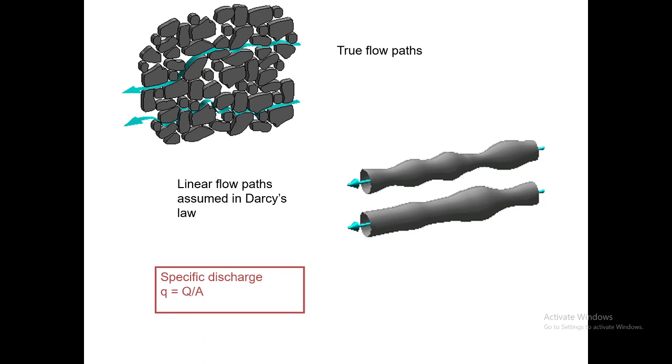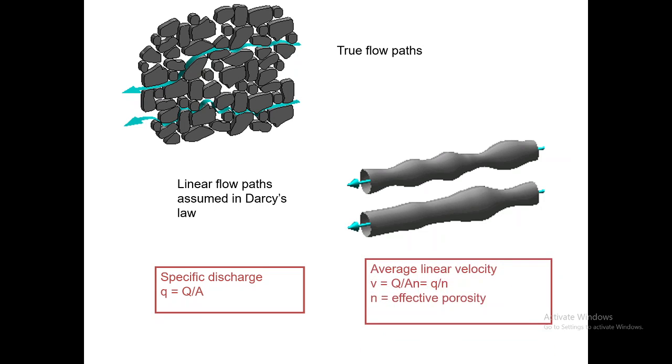So specific discharge is equal to Q over A. Q is the flow rate, and this is the specific discharge. We can also call it flux, and this is the area. So this specific discharge is a kind of velocity. The flux is a kind of velocity as well, and it is discharge as well.